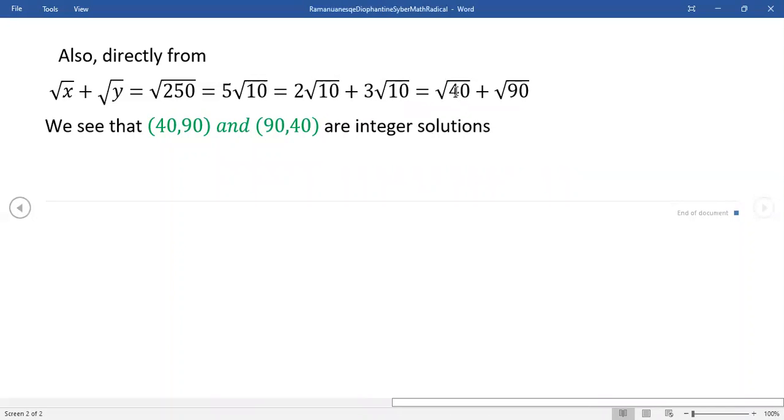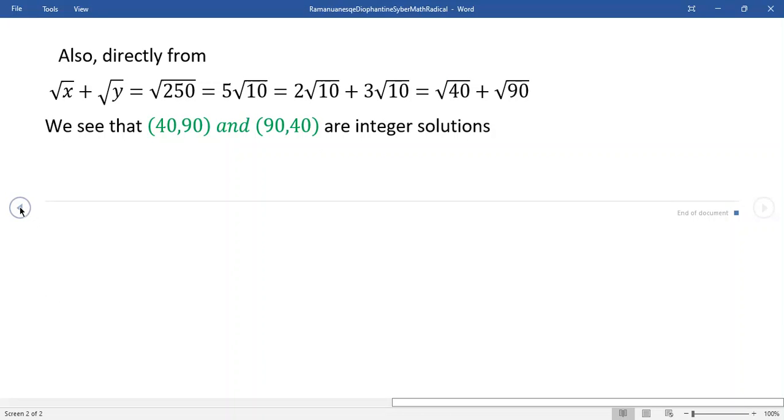But root 40 is the same as root 4 times 10. The square root of 4 is 2, which is where this 2 comes from. 90 is the same as 9 times 10. The square root of 9 is where this 3 comes from. So again, we get another pair of solutions right here.